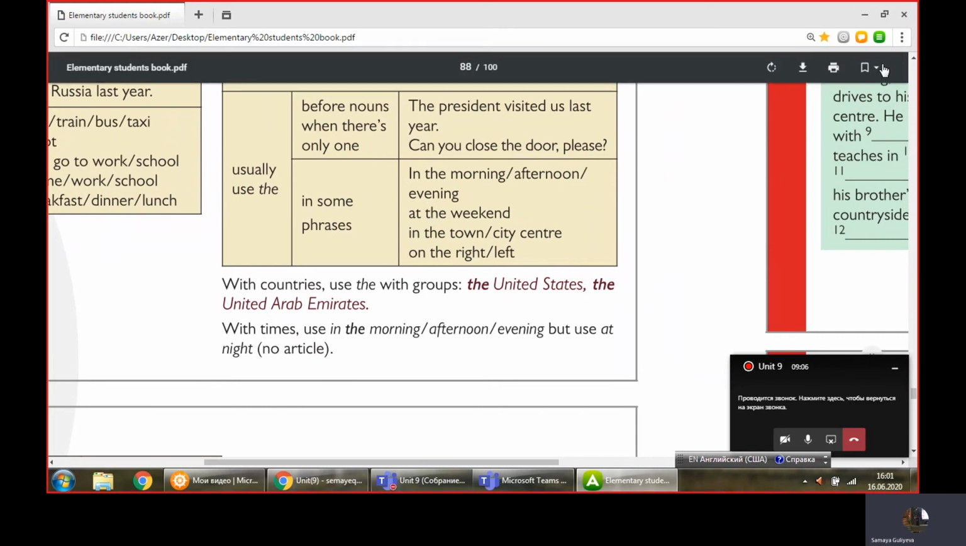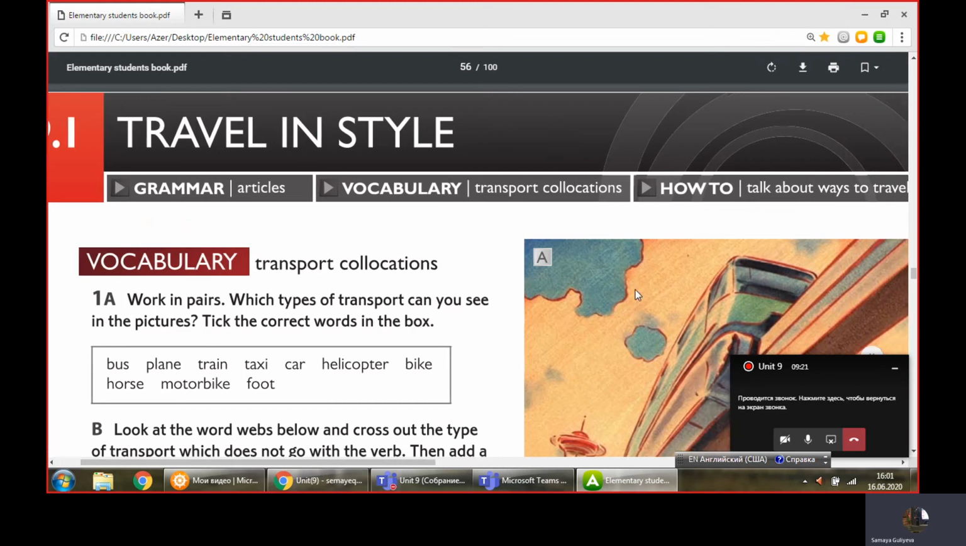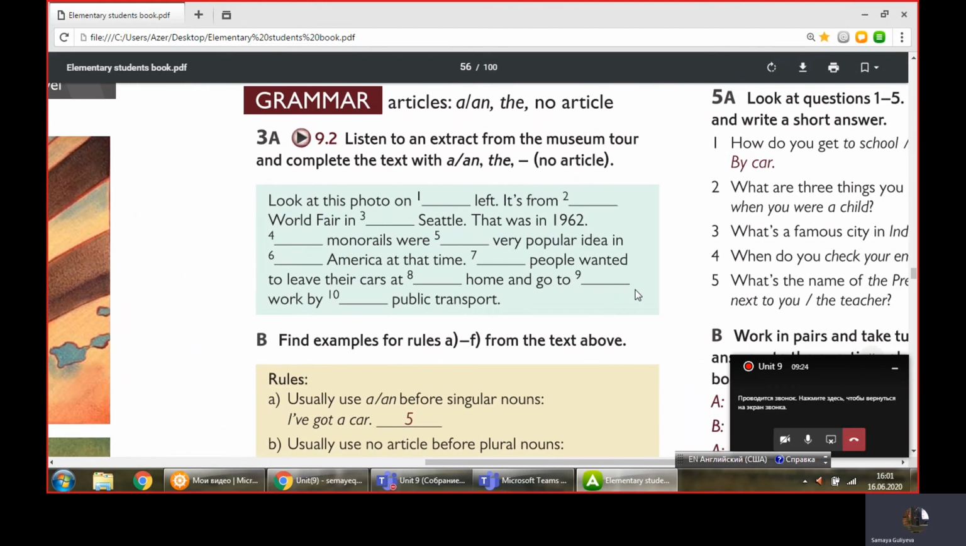So let's do some tasks for consolidation of the articles, page 89. Look at this task and listen to an extract from a music tour and complete the text with a, an, the, and no article. And be attentive, and in just a minute look through the task. Remember the rules that we learned. Okay, let's listen and match.